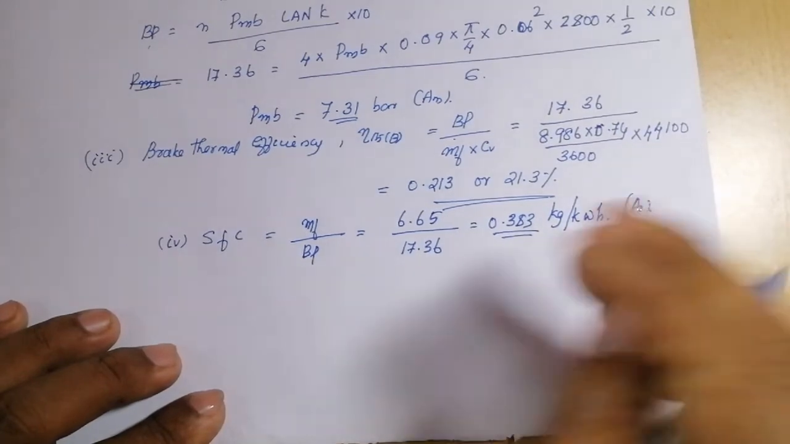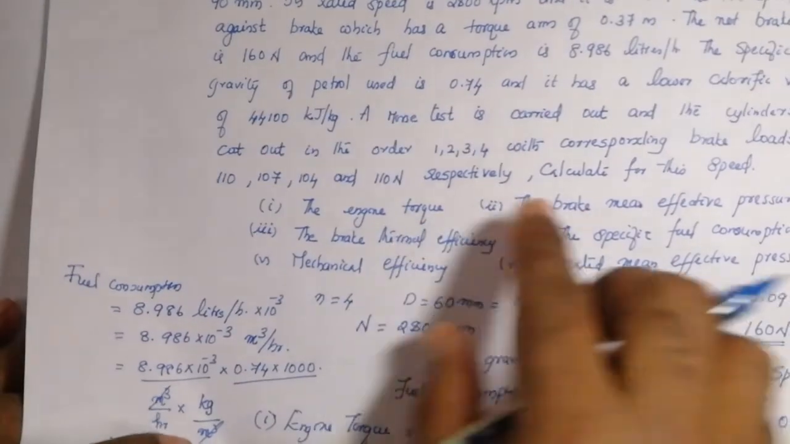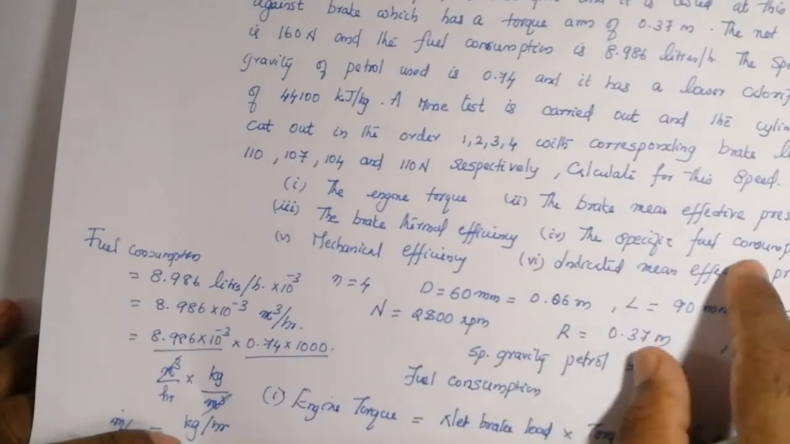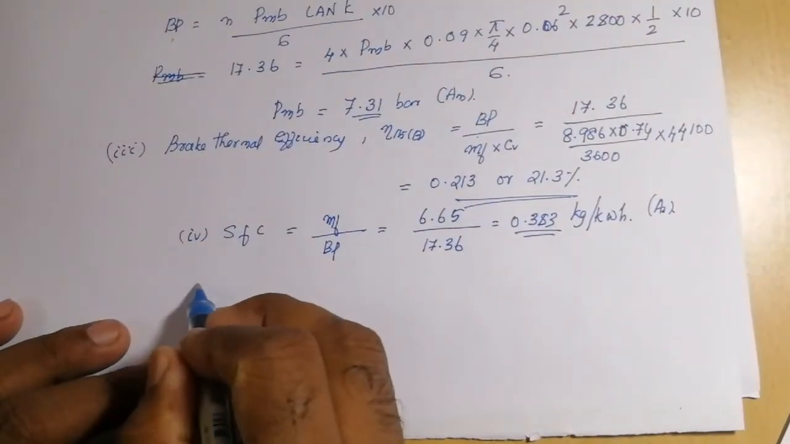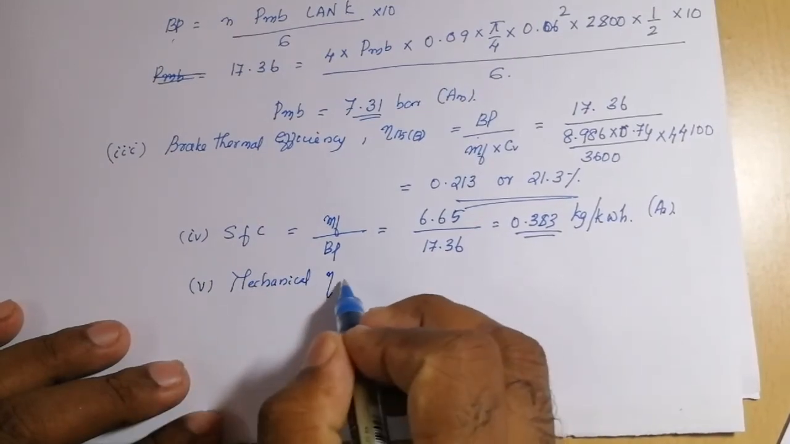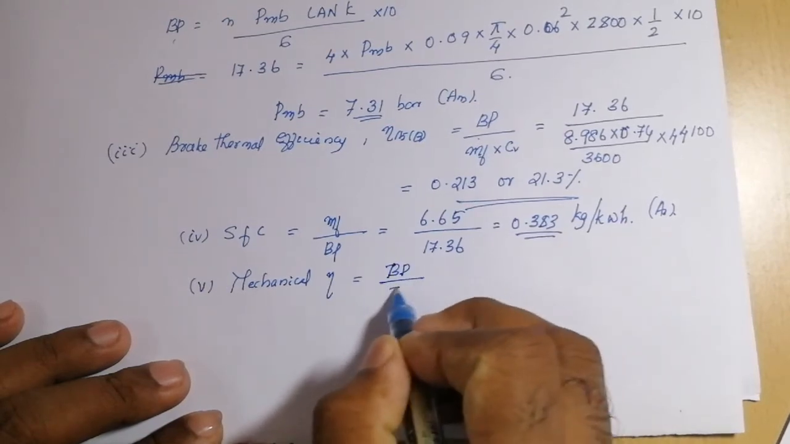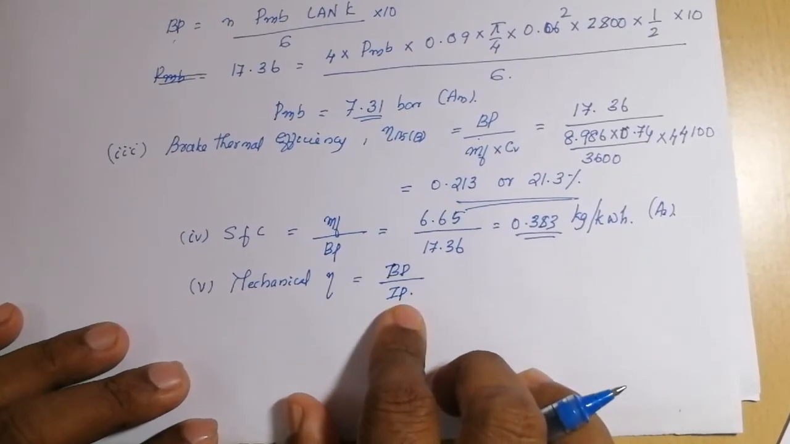So this is the answer. Okay, then what have we found? We found the engine torque, the brake mean effective pressure, the brake thermal efficiency, and the brake specific fuel consumption. Now they are asked to find out the mechanical efficiency. The fifth one is the mechanical efficiency. Mechanical efficiency is output by input, that is BP by IP. So I need to find out the indicated power.